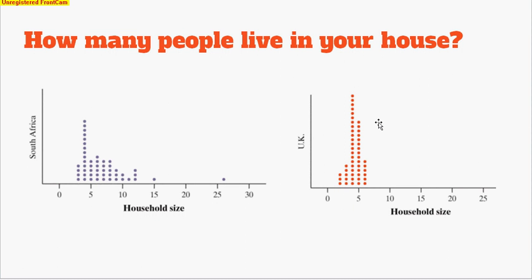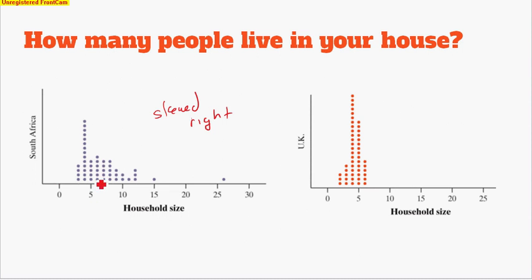Here's an example. Okay, these are the number of people that live in houses in South Africa and the United Kingdom. Let's compare these 2 dot plots. Well, what are some things I notice in terms of the center? Well, I notice for South Africa, it appears the center is somewhere probably around, it definitely looks skewed to the right. Do you see that? And most of the data is on the left, a little bit of data on the right. So I definitely want to call this one skewed right.